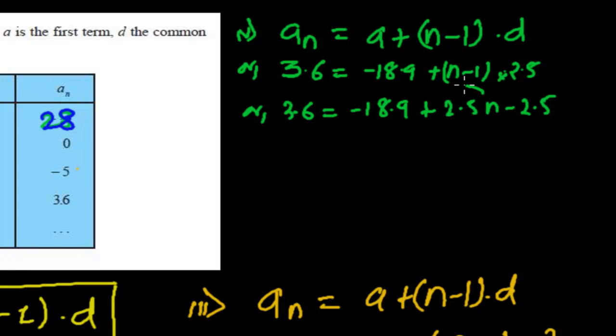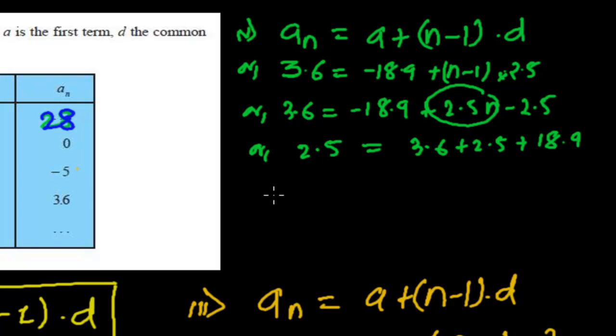Leaving 2.5n on the right side, I'm taking all the numerical parts to the left side. So it is 3.6, since it is minus here, when it goes to this side it will be plus 2.5, and this is again minus, so it will be plus 18.9, equals 2.5n. So the value of n is 3.6 plus 2.5 minus 18.9, all divided by 2.5.